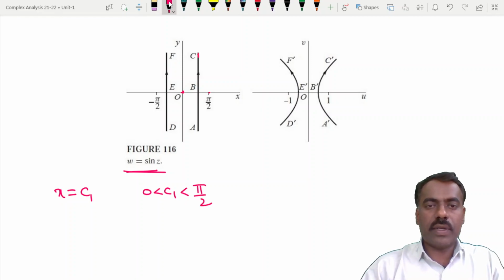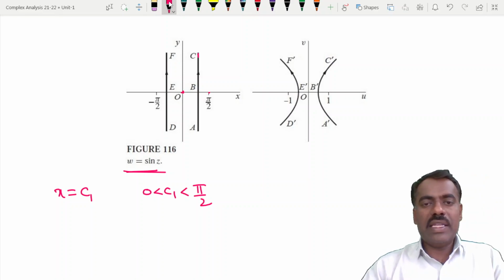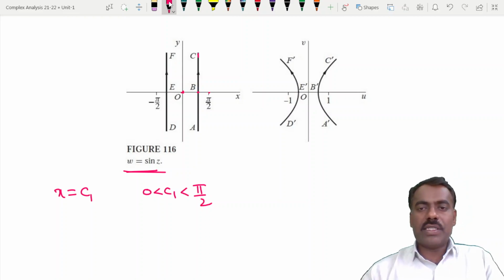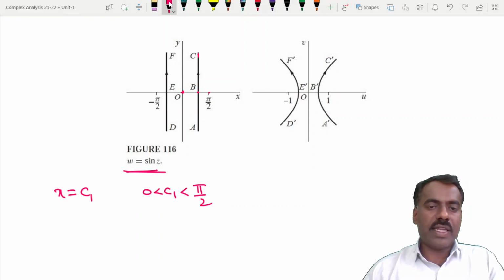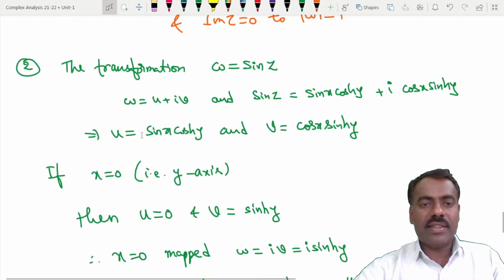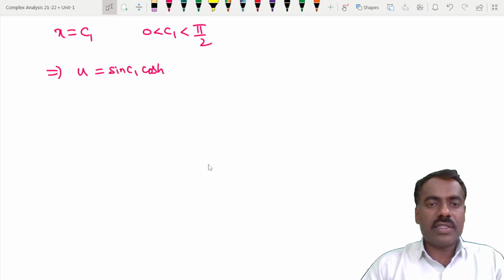That's considering this one. This is our line, right? So y can be anything varied and x is fixed at c1, right? Now, what happens to it under this map? For that, what we know is if x is equal to c1, this u will become sin c1 cos hy. So u is equal to sin c1 cos hy. Similarly, v is equal to cos c1 sin hy.